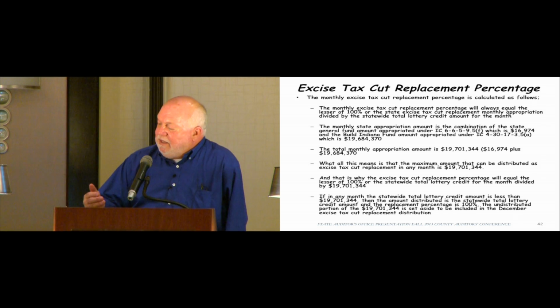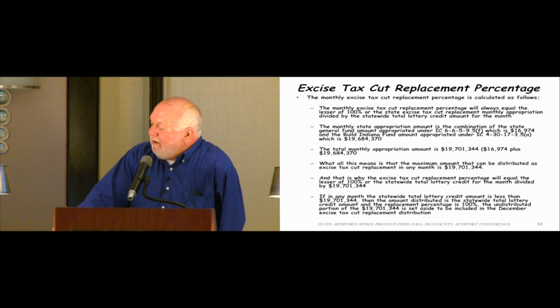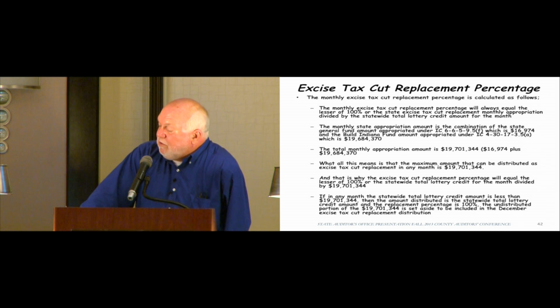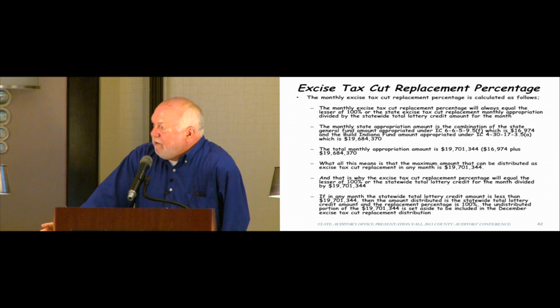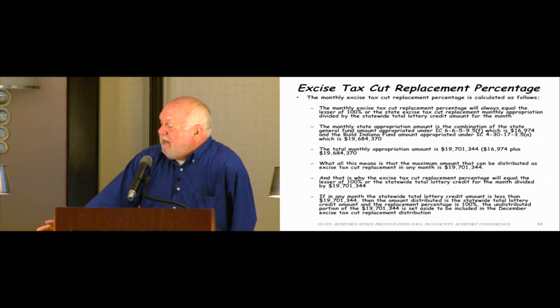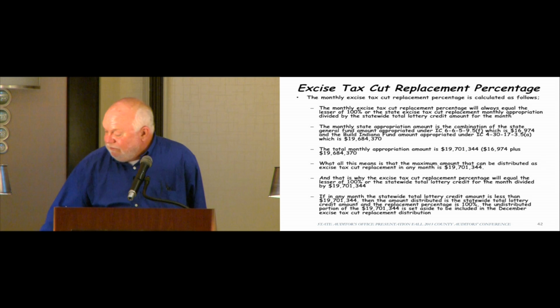If we have a month where the total of the statewide lottery credit money or lottery credit for the month is less than that 19.7 million, then whatever amount of the 19.7 million we don't distribute, we set aside and we're going to include it in the December distribution.